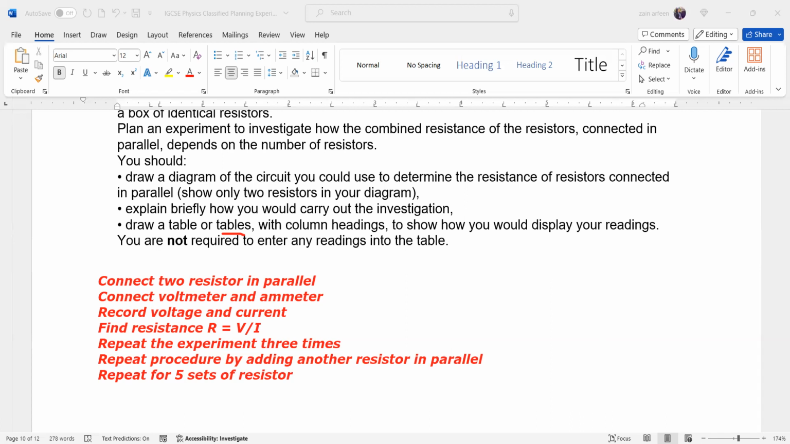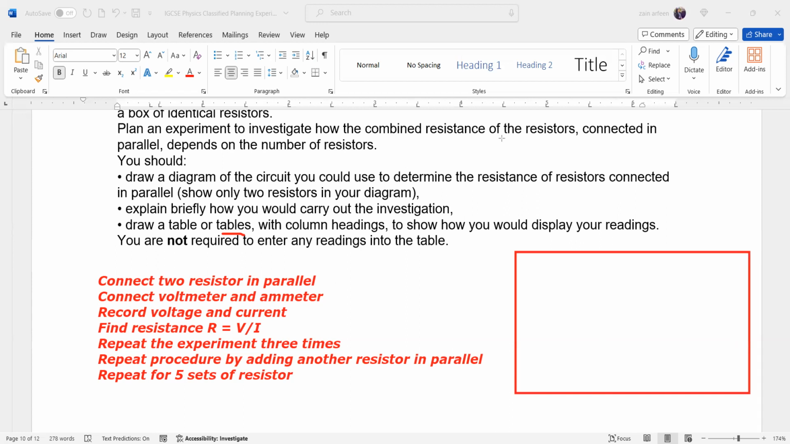What will the table look like? First thing, you're not supposed to write any values, just the quantity and the unit. For example, we have number of resistors. I'm writing in short here. Number of resistors: first we were having two in parallel, then three in parallel, then four in parallel, five in parallel, and six in parallel. As I mentioned here, we repeat for five sets of resistors. So five we kept in parallel.